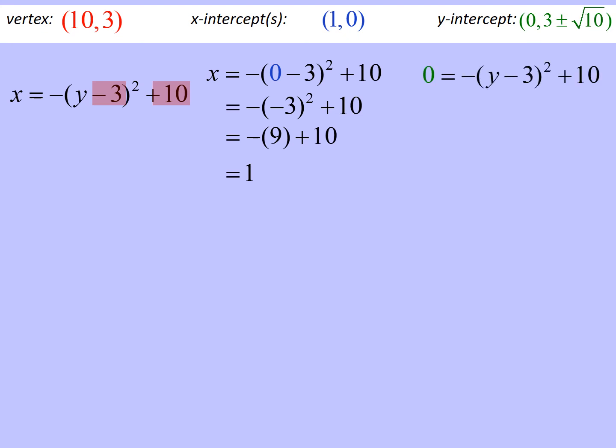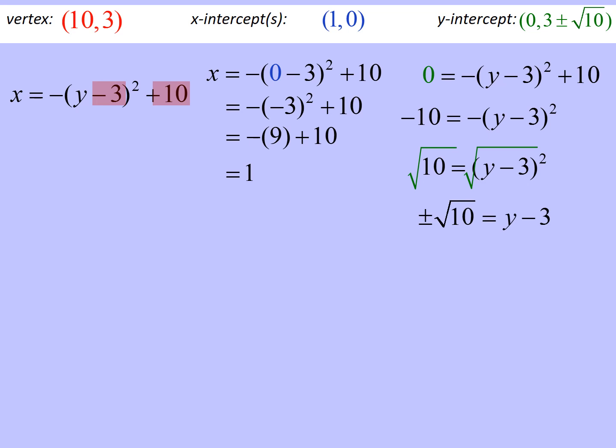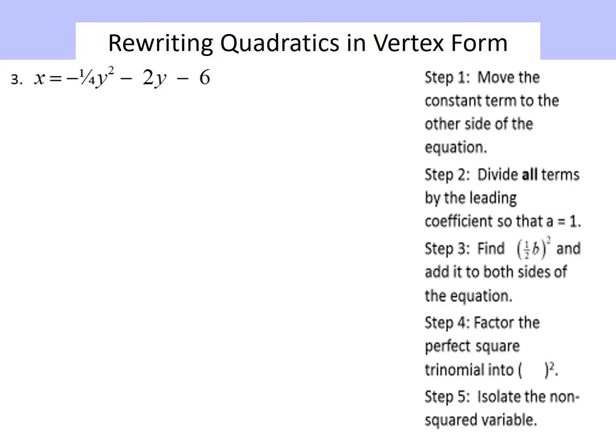Y-intercept. We let x equal 0. We subtract 10, we divide by negative 1, we take the square root of each side, we get plus or minus the square root of 10 is equal to y minus 3, and we add the 3 to both sides. There we go.